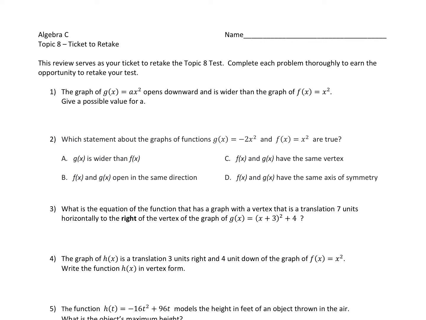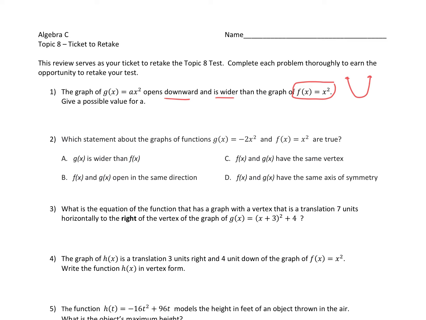All right, so number one, the graph of g of x equals ax squared opens downward. I'm going to underline that. And is wider than the graph of f of x equals x squared. So this is what we call our parent function. That's our f of x equals x squared. It's a parabola that opens up. It has a 1, 3, 5 graphing pattern. That's like the most basic parabola we can have.